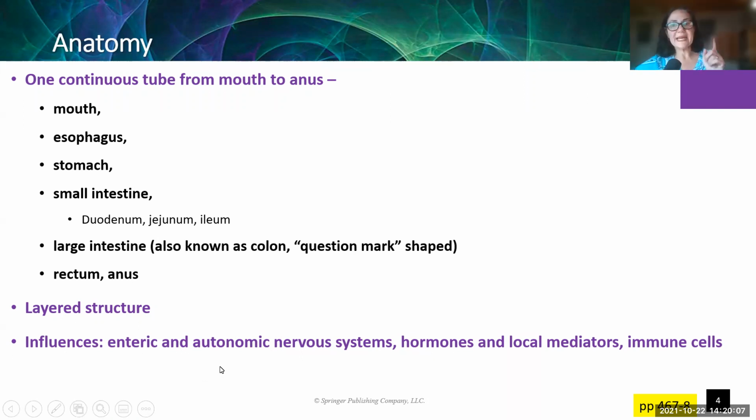But we can make things go faster or slow things down with the autonomic nervous system, kind of like with the heart. It had that signaling pathway within the heart, but then we could make it go faster and make it go slower. And then there are hormones and local mediators, molecules that are being produced for signaling nearby, or actually some of it is even put into the bloodstream, but the targets are also part of the GI tract. And there are immune cells that play a role, and we'll cover all of this.